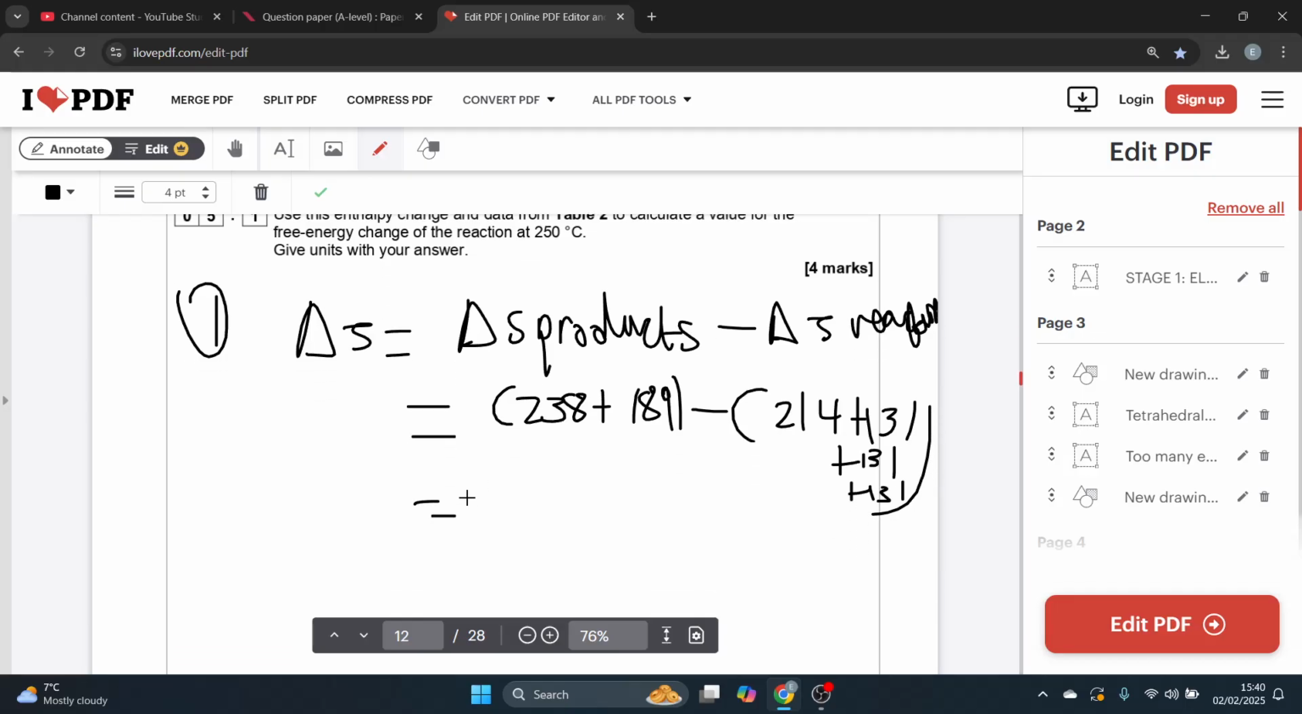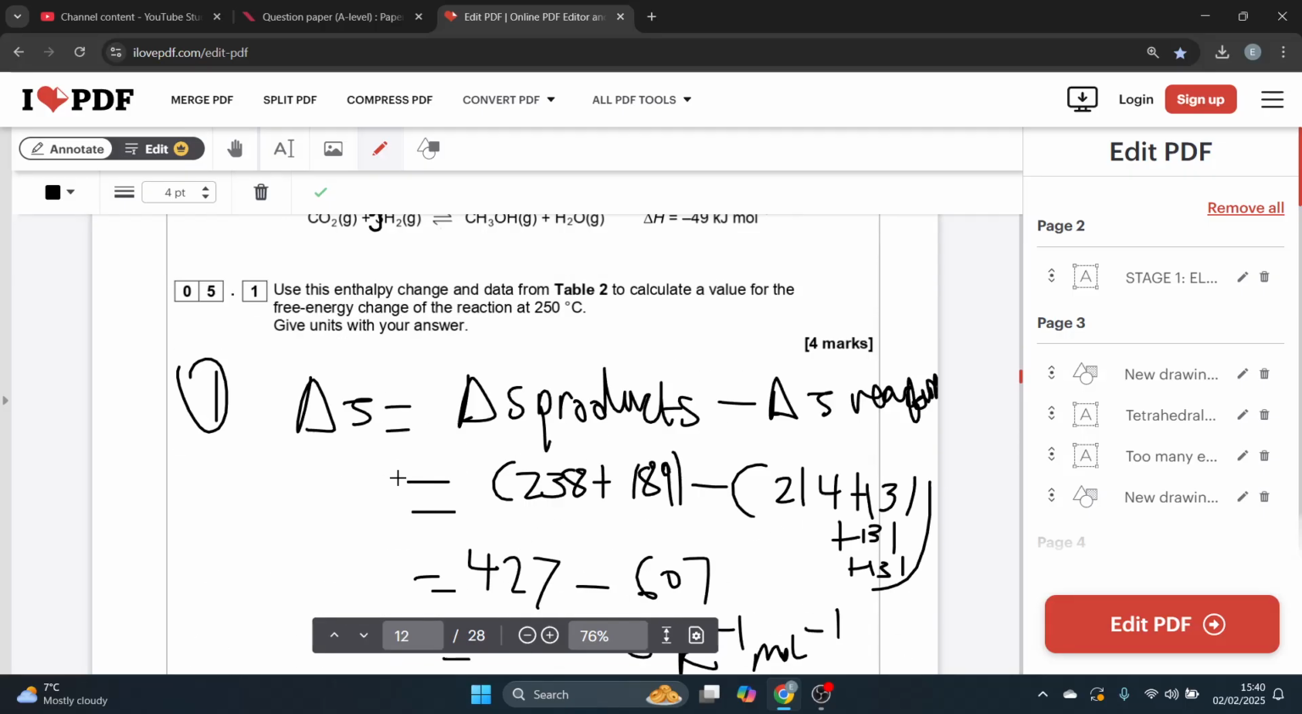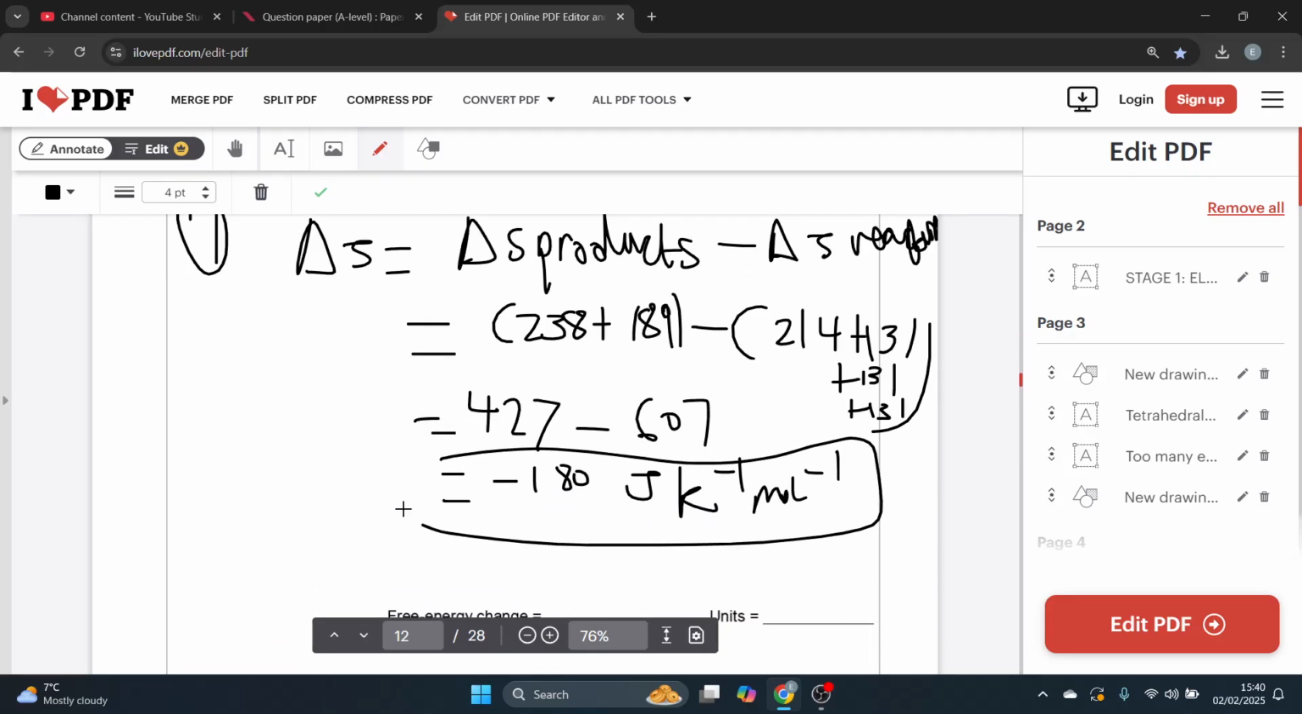That'll give me 238 plus 189, 427, minus 214 plus 131 plus 131 plus 131, 607. 427 minus 607 is minus 180. Remember, with entropy changes, the units are joules K to the power minus 1 mole to the power minus 1. It gives it in the question as well here in the table data.